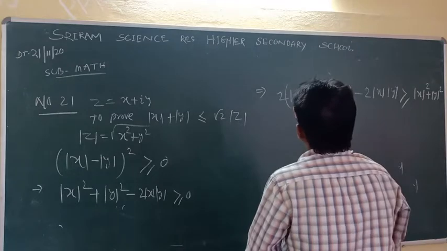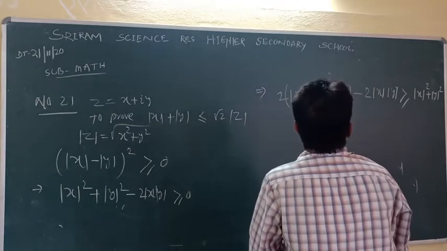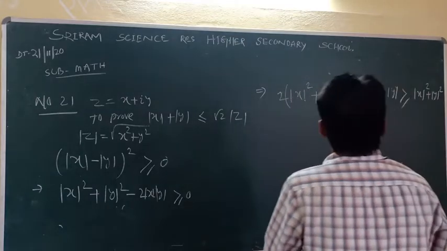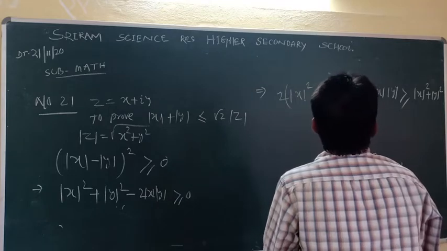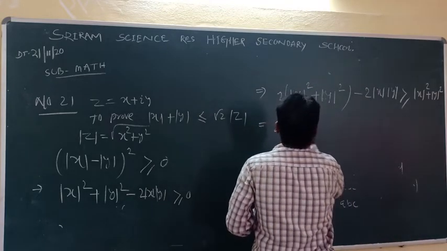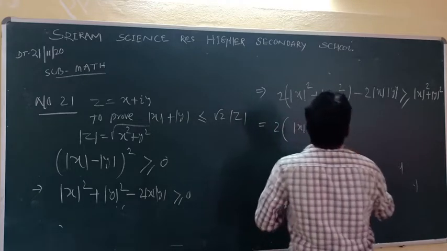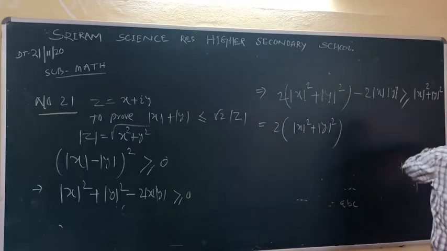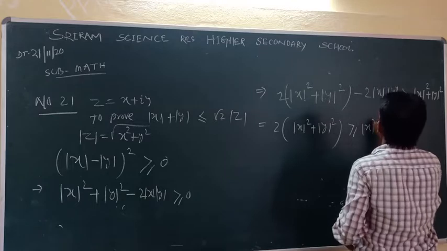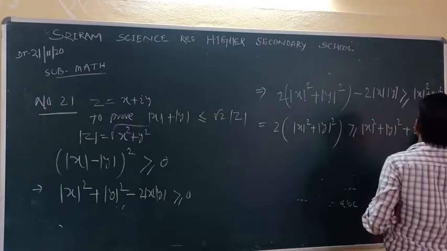You look, 2x plus y square minus of 2x plus y mod x square plus mod y square. No doubt that is the value of mod x square plus mod y square. That becomes 2 whole into mod x square plus mod y square. That minus, taking to the right side, became plus, greater than or equal to mod x square plus mod y square plus 2 mod x into mod y.